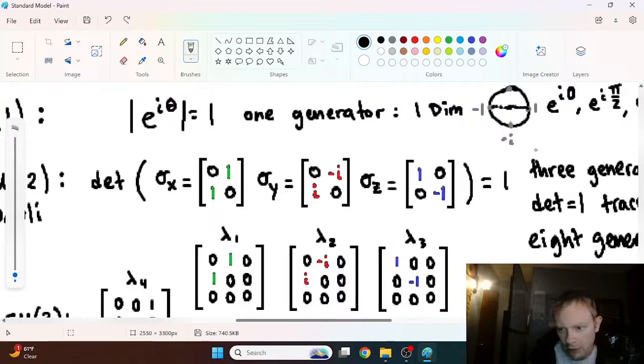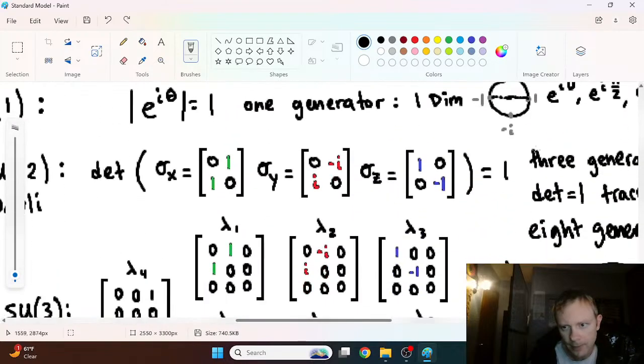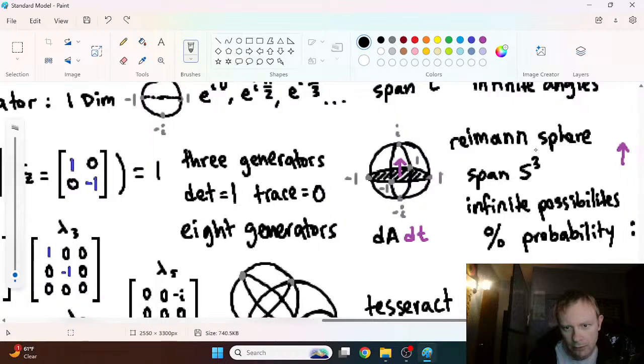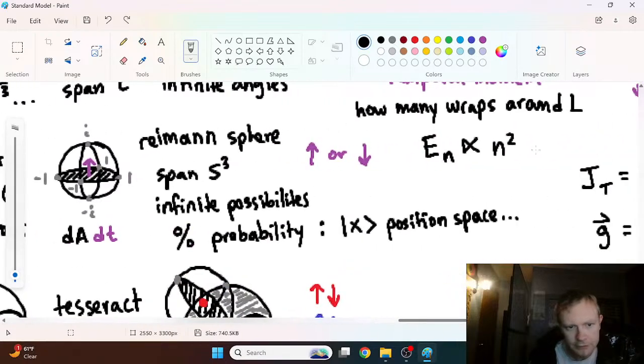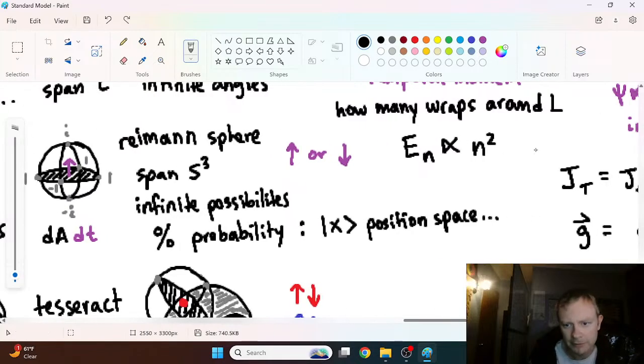Okay. And that's interesting. So obviously there's infinite possibilities here. There's basically just a probability of where we're going to find the position.